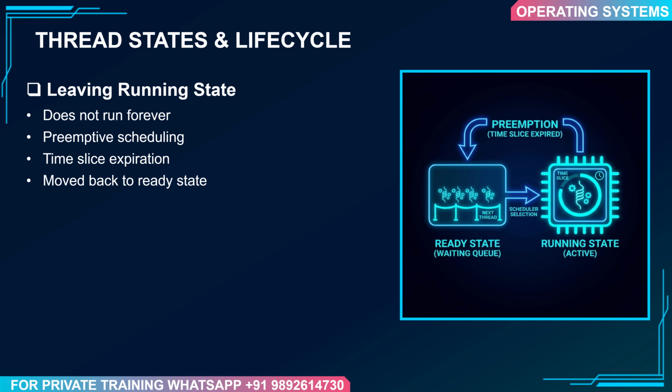One common reason is preemption. If the operating system is using preemptive scheduling, the CPU may be taken away from the thread after a certain time slice. In that case, the thread goes back to the ready state, not because something went wrong, but because the OS wants to give other threads a fair chance to run.